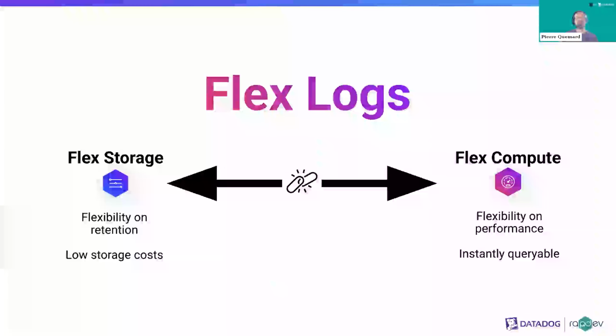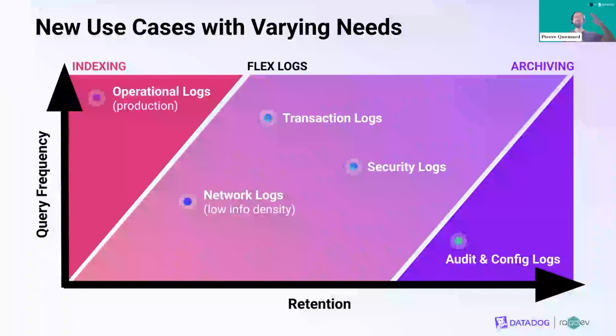So let's take a quick deep dive on Flex Logs, right? As I said, Flex Logs is dissociating the storage, a low storage cost, even lower than the ingestion rate, and the compute. How fast do I want my queries to run? How fast do I need them to run? If you go to the next slide, you'll see that basically this is a kind of perfect space that exists between indexing and archiving, right? How long do I need this log to stay?